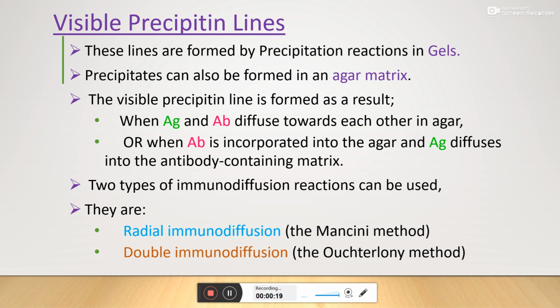The precipitin curve is formed as a result of a precipitation reaction that takes place in an aqueous solution or fluid. When the precipitation reaction takes place in a gel, it leads to the formation of a visible precipitin line. When the reaction takes place in fluid, it yields the precipitin curve, and if it takes place in an agar matrix or a gel, it will lead to the formation of precipitin lines.